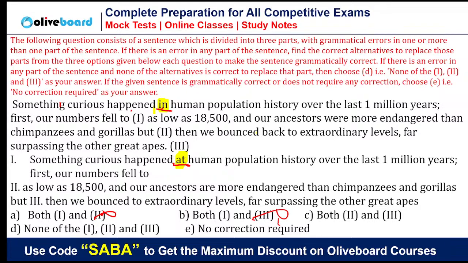Okay, now let's see, over the last 1 million years, our numbers fell to as low as 18,500, and our ancestors were more endangered, are more endangered. अभी आपके ancestors खतरे में हैं. It is talking about past time now. We are talking about history. So were is correct or are is correct. So I think this is also eliminated. Whatever is given that is correct. It means second also does not need replacement.